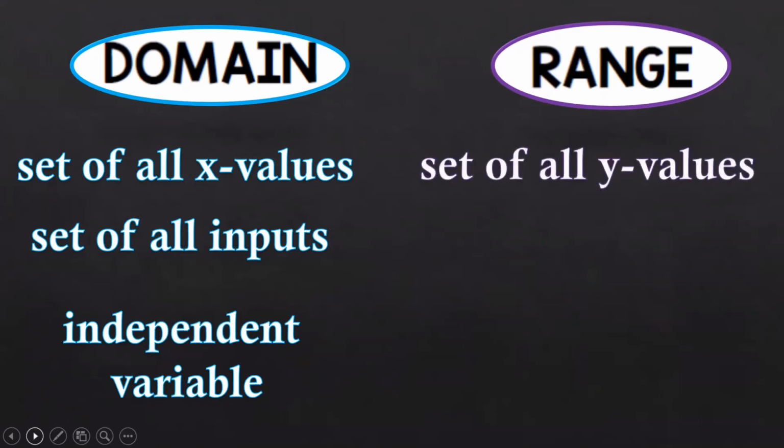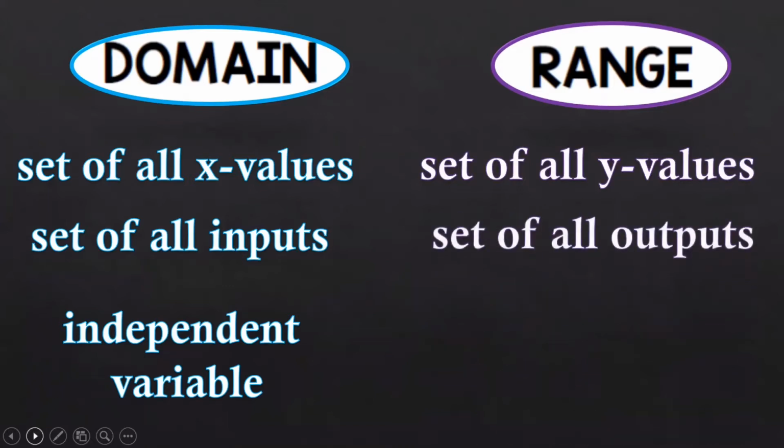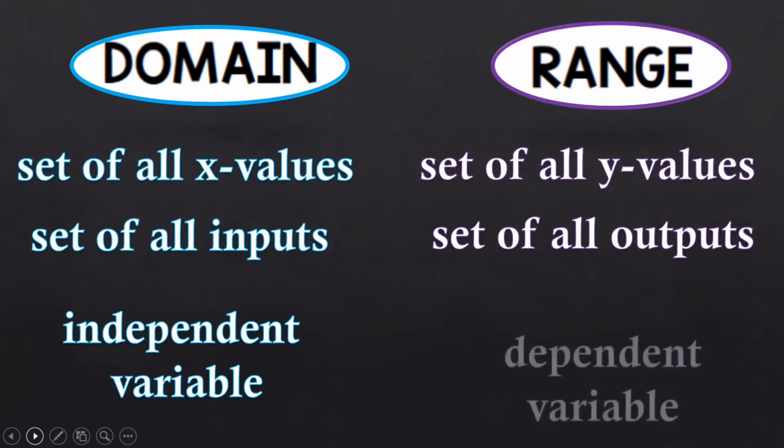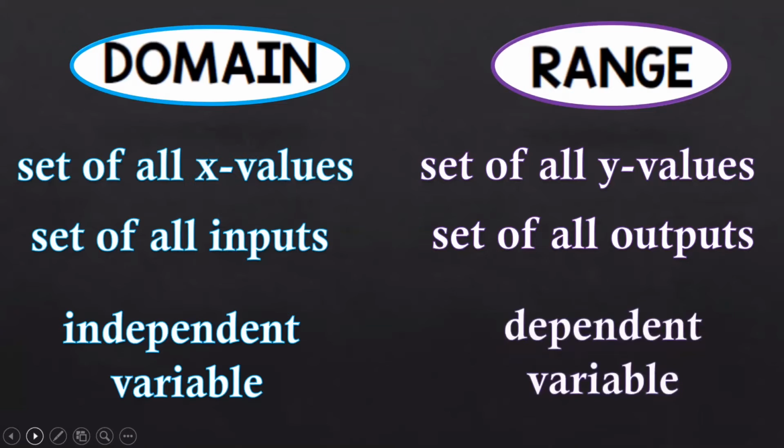Then you have a range. A range is all your y values. It's all your outputs. It's the result after x. They go together. I put in my x and I get out a y. That creates my ordered pair. And the range is my dependent, meaning it's going to depend on what the x is.